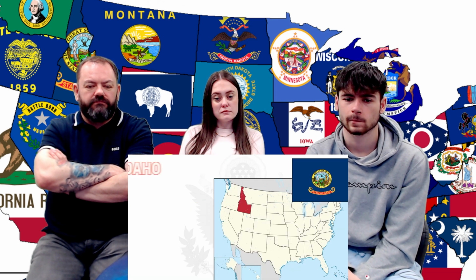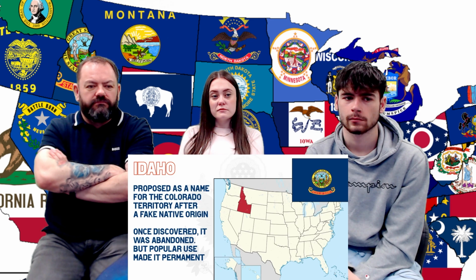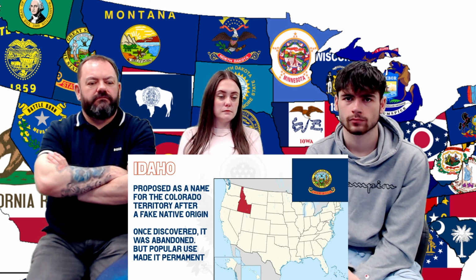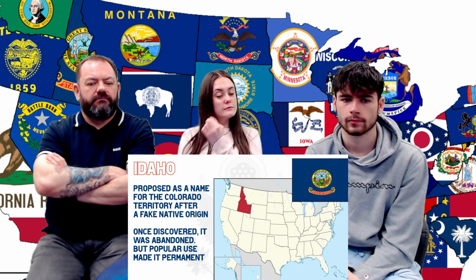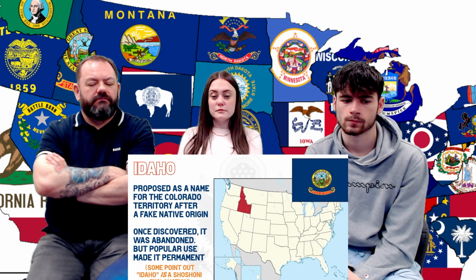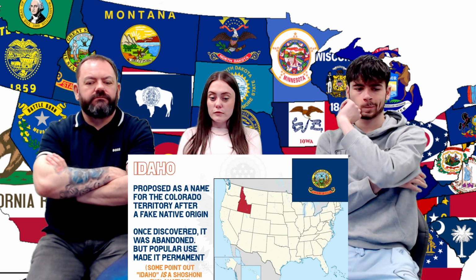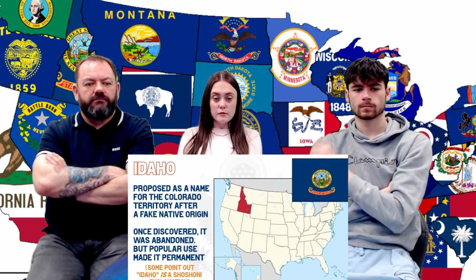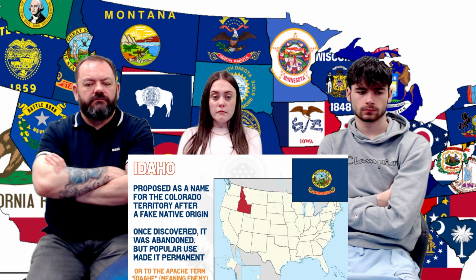To the east is Idaho. The name was initially proposed for the colonial territory of Colorado after a supposed native term, but when people realized the native term didn't exist, they abandoned the idea. However, it was too late. Years later, it fell into common usage and ended up being proposed for the actual name of the territory. An alternative etymology attributes the name to the Apache word Idahe, which means enemy.